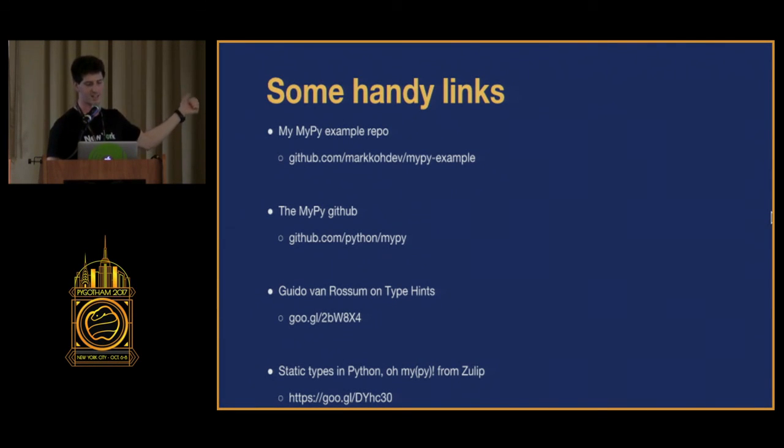So here are some handy links. I have an example MyPy repo where you can see how to integrate it into your CI/CD pipeline and configure MyPy for different testing. You can see the MyPy GitHub. There's a great talk by Guido on type hints. If you are planning to approach your large code base and implement static types in it, then I definitely recommend watching this talk. And also a post from Zulip about their approach to implementing it on their very large code base.